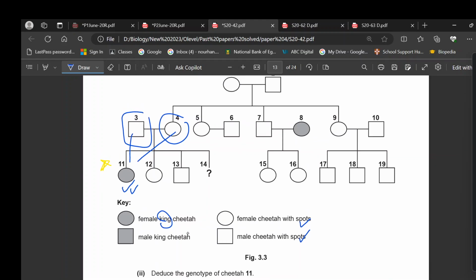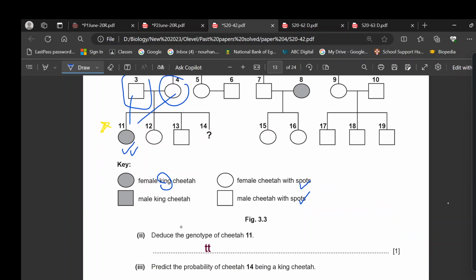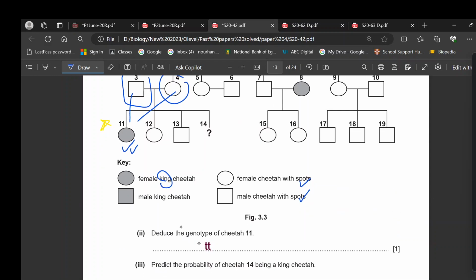Deduce the genotype of cheetah 11. It's a king cheetah. If I'm going to write the genotype, you can choose any letters. He did not give you the letters, so you can choose any letters. Here, I will choose the letter G. But if it is a king cheetah and the king allele is recessive, then I will write it as small g, or small t, whatever the letters. It just has to be small letters.